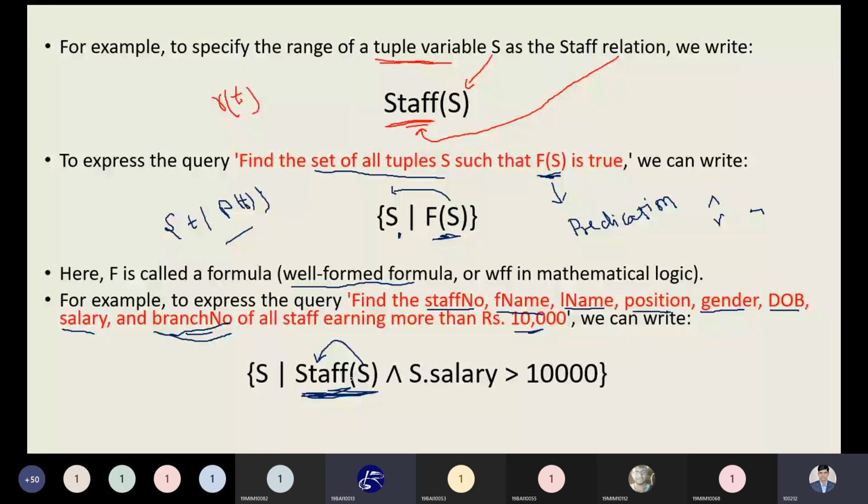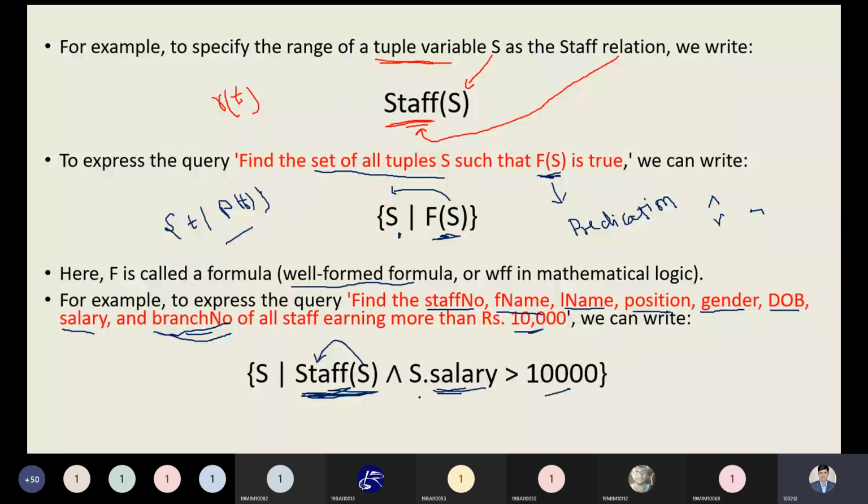Yes, sir. Okay, so we need to use our predicate, that is the and. Because we have the condition and branch number, all the staff earning more than 10,000 rupees. Salary is an attribute of the staff, but what is the variable? That is the tuple variable on which the information is stored, so that is s. By using s and the dot operator, s dot salary, we will match the condition which should be greater than 10,000.